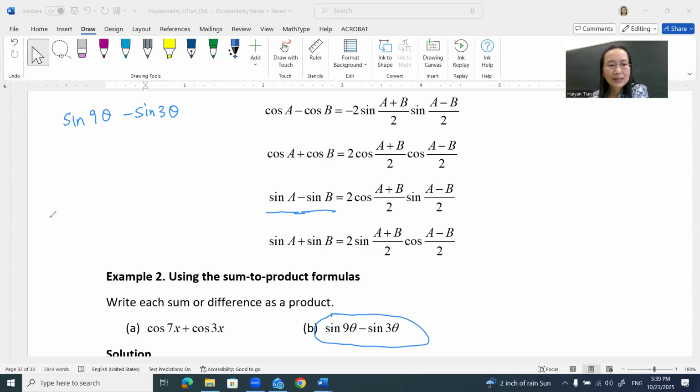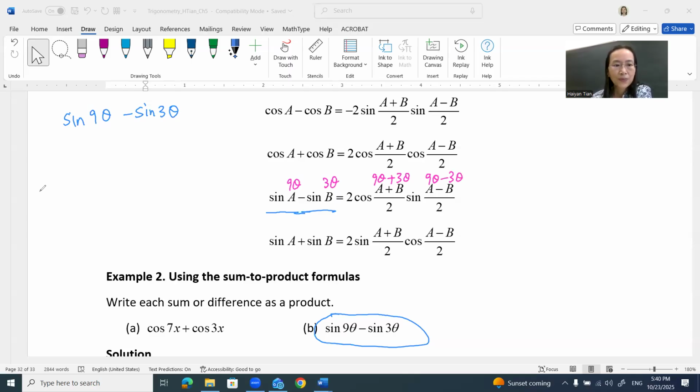So in this case, A is 9 theta, and B is 3 theta. You see, we have sine 9 theta minus sine 3 theta. So if A is 9 theta and B is 3 theta, then in the formula you just replace each A with 9 theta and each B with 3 theta. Then you apply the formula, and you will get the result.